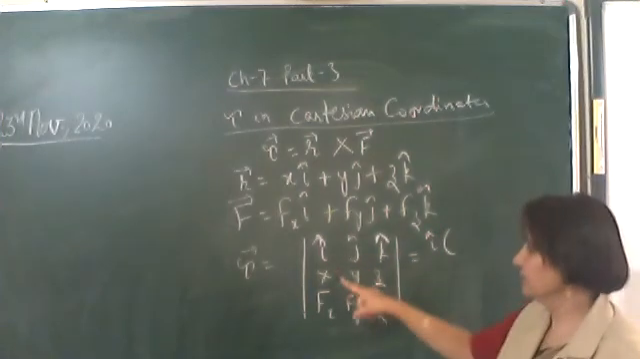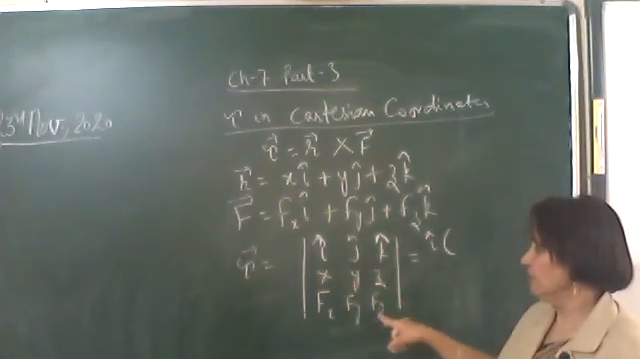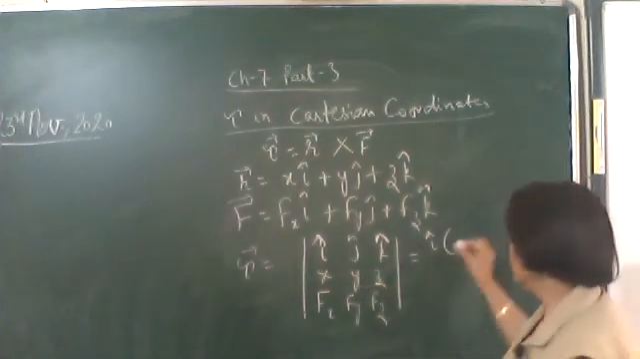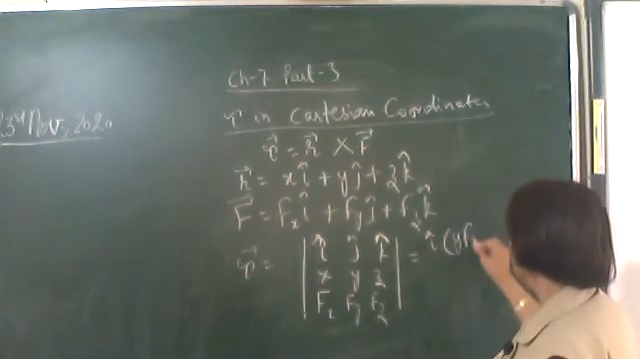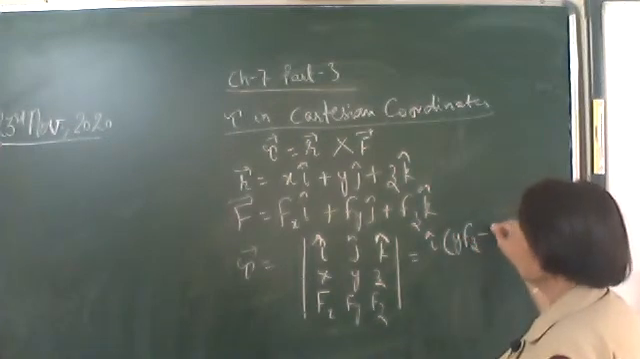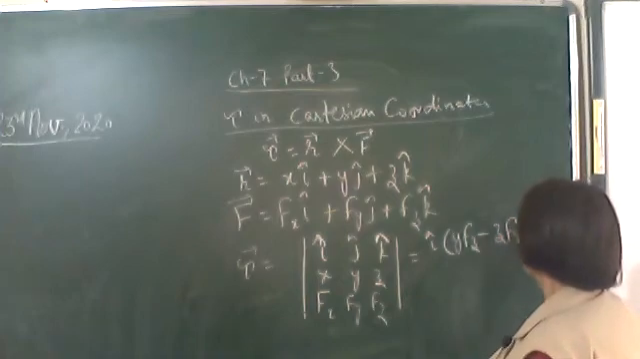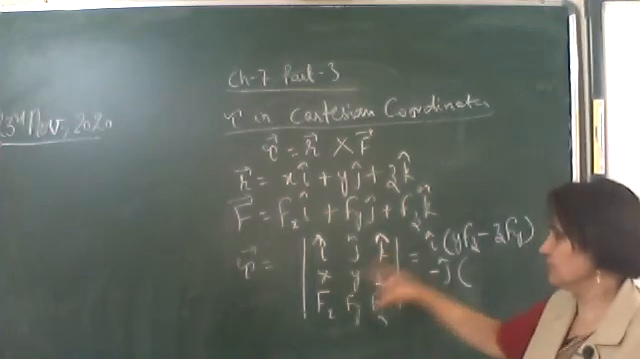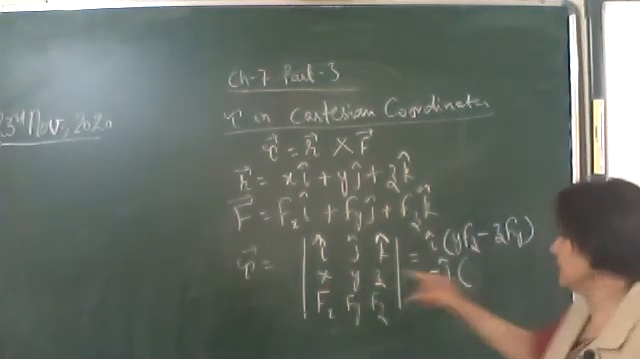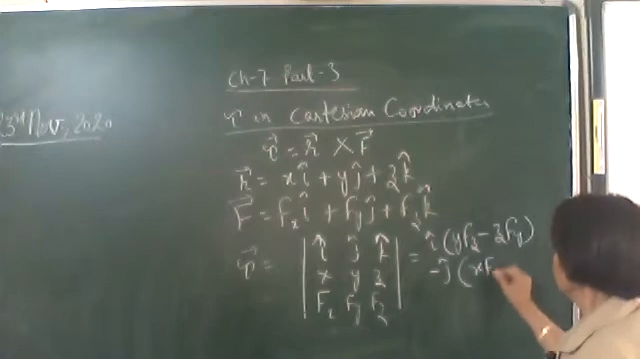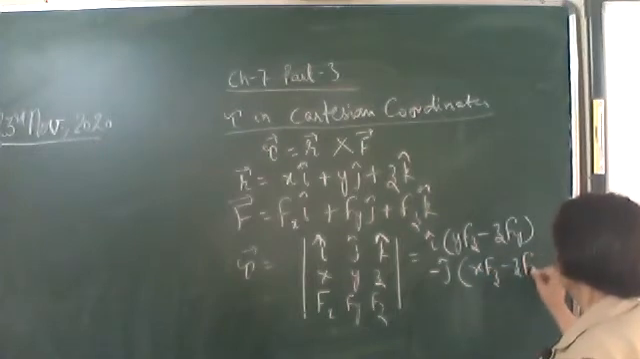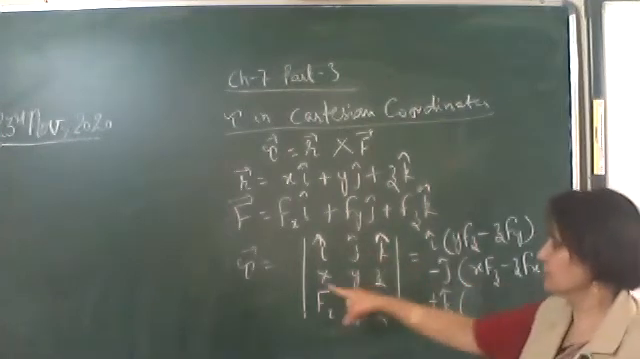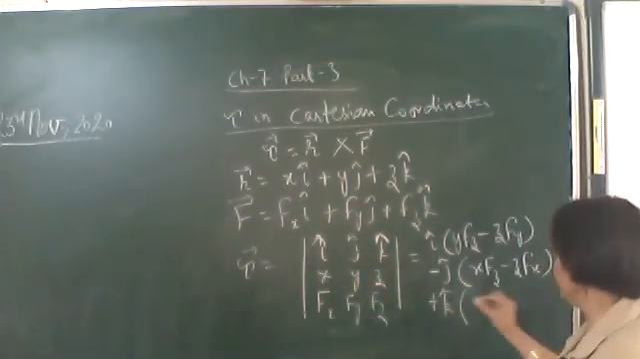i cap, leave this row, this column: y fz minus z fy. This is how we simplify. So y fz minus z fy, minus j cap, leave this row, this column: x fz minus z fx, plus k cap, leave this row, this column: x fy minus y fx.